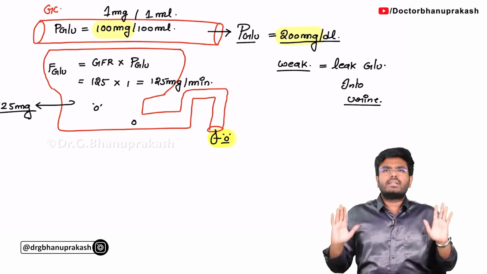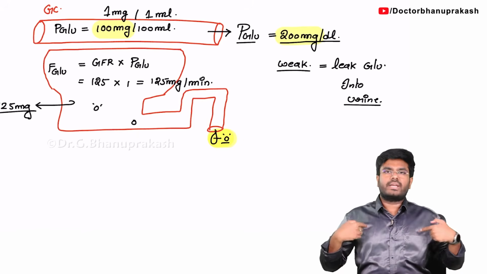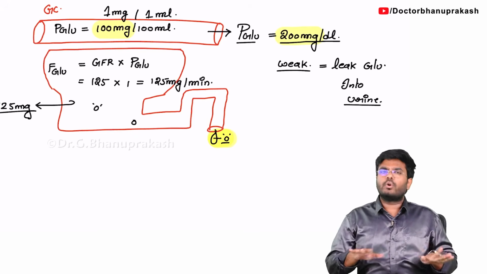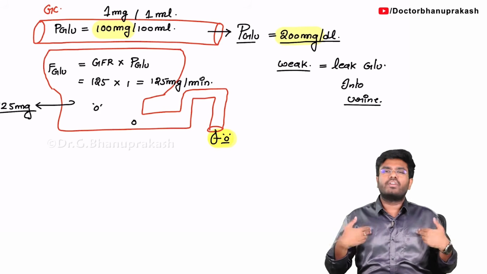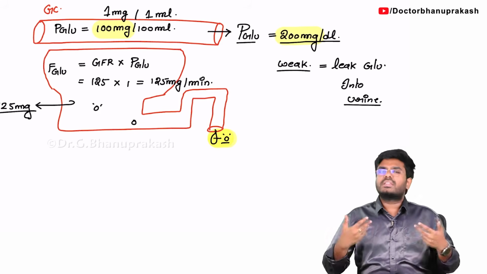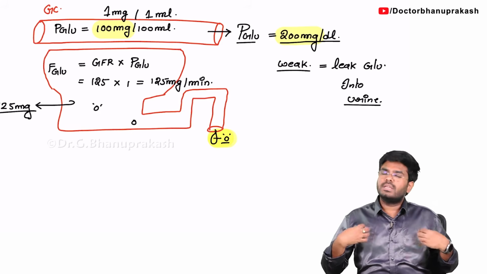Till 200, see, my plasma glucose right now, let's say, is 100. Is any glucose coming out in the urine? No. Increase it to 110, nothing will come out. 120, nothing will come out. To 150, nothing will come out. Increase it to 200, still nothing will come out.